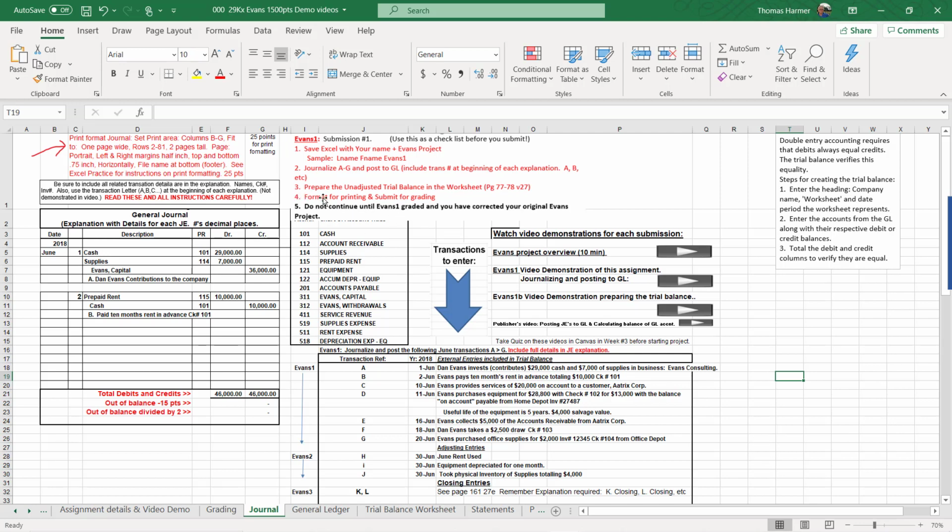Oh, also, format for printing as demonstrated in the Excel practice. So for every one of these reports, here are the instructions for print formatting for each particular page, and I'll be scoring those also. After I've scored that and sent it back to you, then you can correct your Evans project and move on to Evans 2.